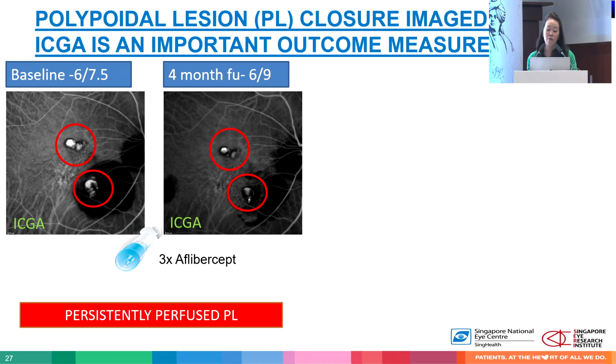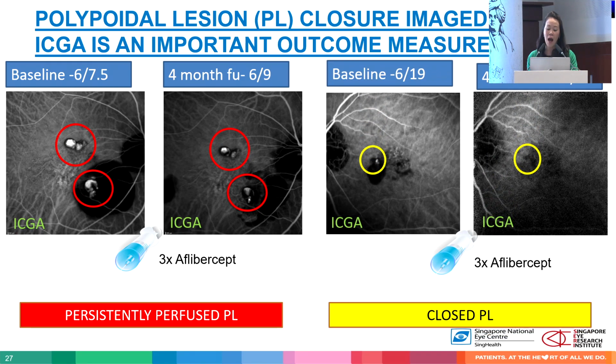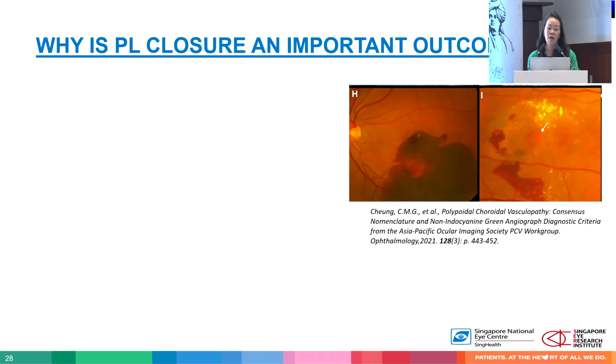In this case, after 3 aflibercept injections, the polyps are still there and they're persistently perfused. Whereas when you compare the case I showed you before, after 3 aflibercept injections, in that case, the polyp totally regressed, and these are closed polypoidal lesions. And why is polypoidal lesion closure an important outcome?